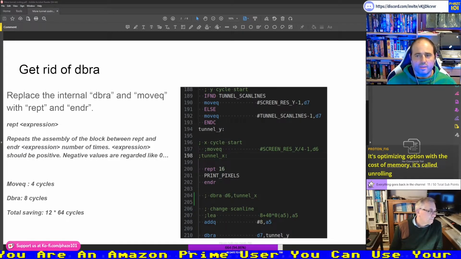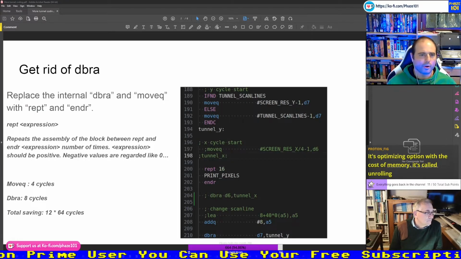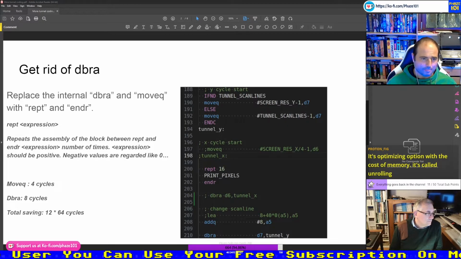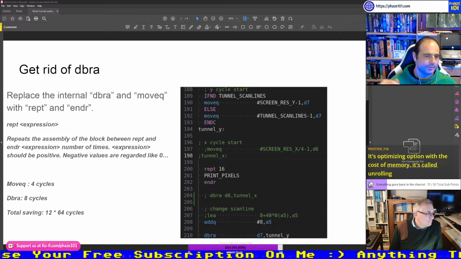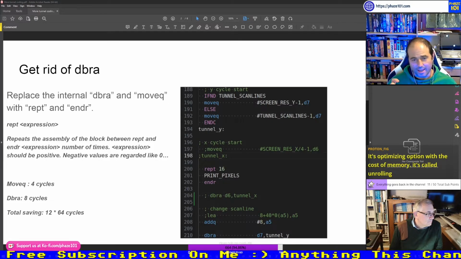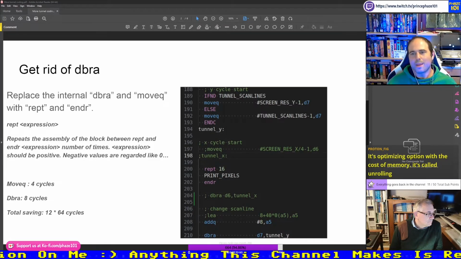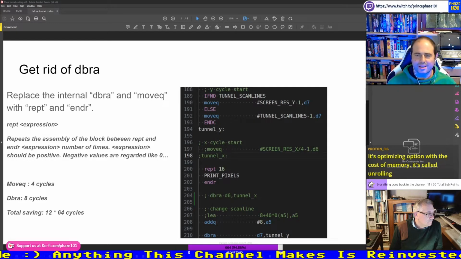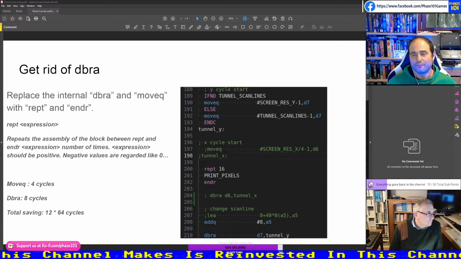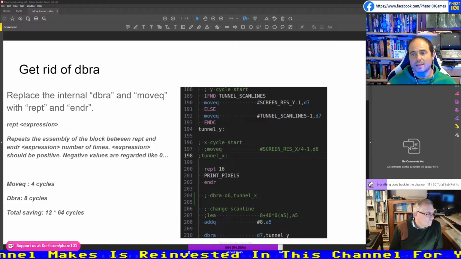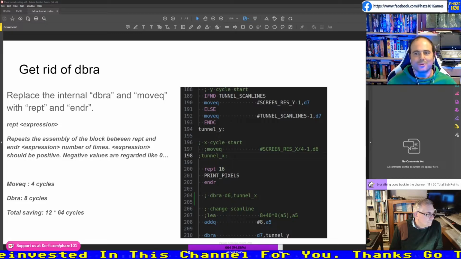So the important thing to know here is that, as I reported on the left, the REPT expression repeats the assembly of the block between REPT and ENDR. So what you put inside REPT and ENDR is just copy and pasted over and over again 16 times. This means the final executable will be a little inflated and the RAM usage is a little bit increased. But so you have to consider various options.